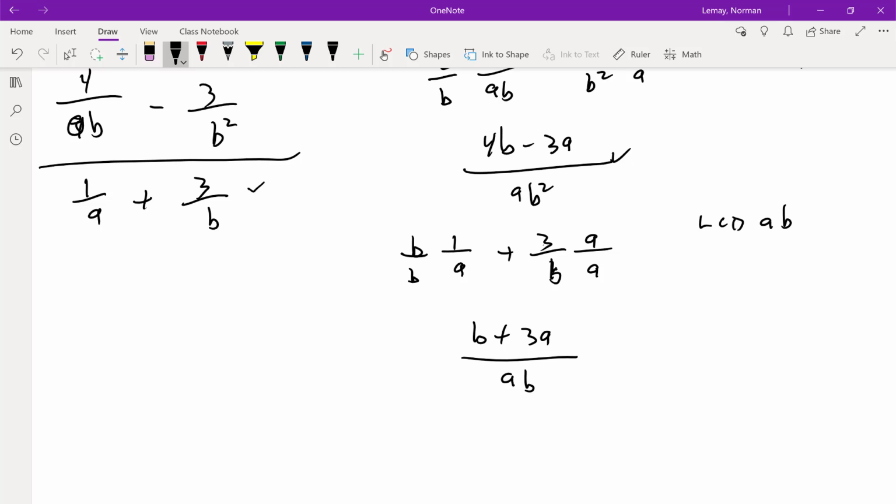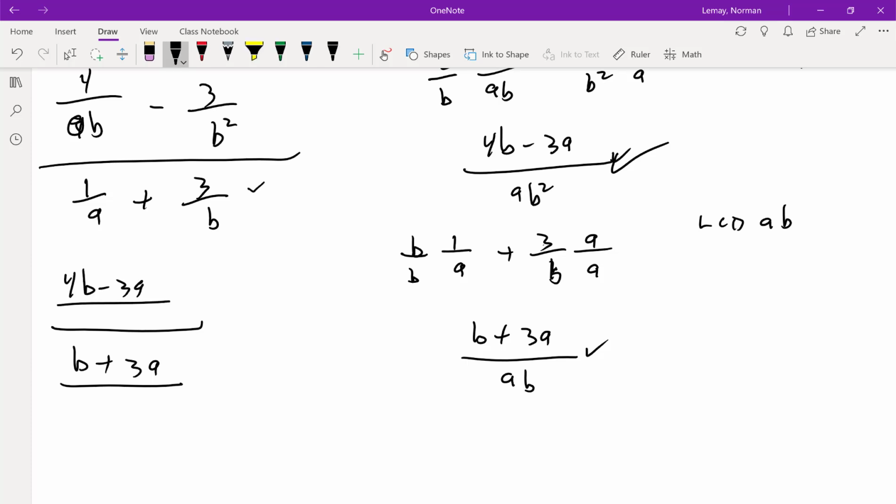So let's just note, coming back over here, I have my numerator, which is now rewritten as 4B minus 3A divided by, and the denominator now, which is rewritten as B plus 3A divided by, whoops, I forgot to put the denominator here, sorry. Here we have 4B minus 3A all over AB squared, and then B plus 3A divided by AB. So notice now we have our fraction over a fraction.